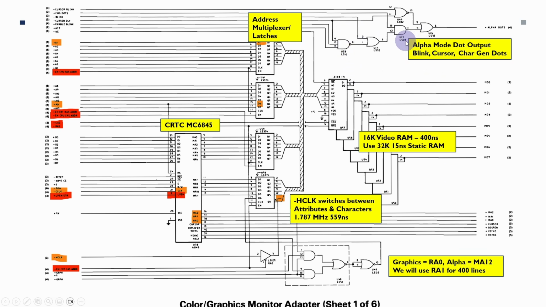At the top here, there's some of the logic to do with the text mode, controlling blinking characters and the cursor, and generating the alpha dots output, which is then used to feed into some of the color generation circuits. I'm going to go into the CRTC in a little more detail and explain how that all works.